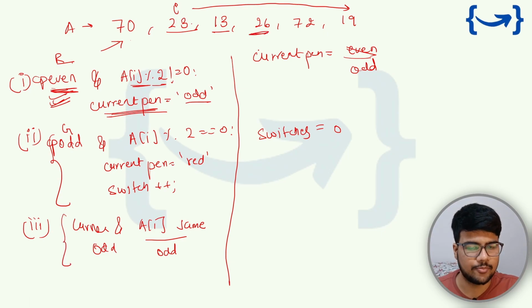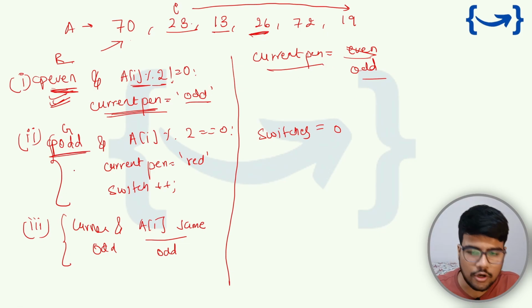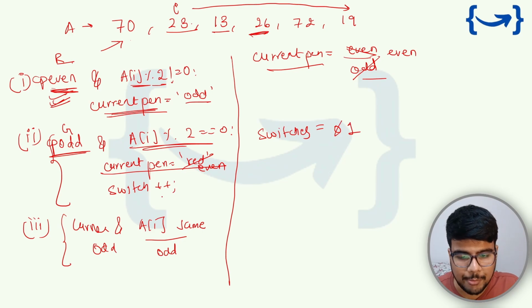Now 26 came. Now 26 came and the current pen color is odd. So yes, the current pen color is odd with us, and 26 is even. So I need to change my current pen color to red, or I would say to even. Okay, to even again. So yes, it's even. Now I need to increment the switch as well because we are switching from odd to even.